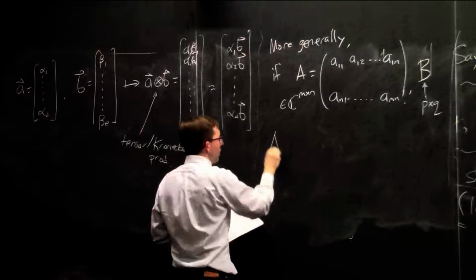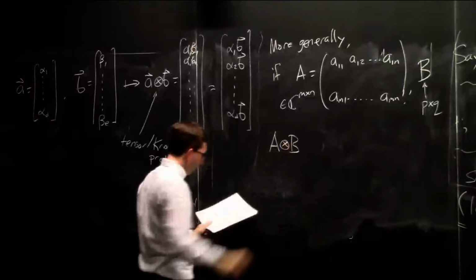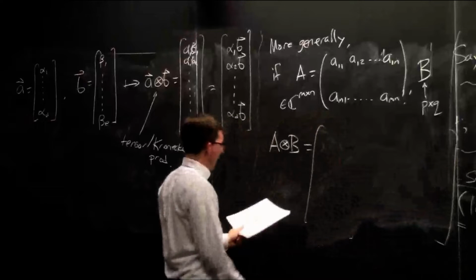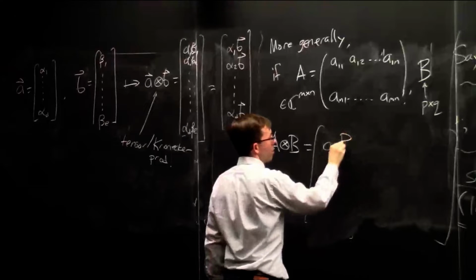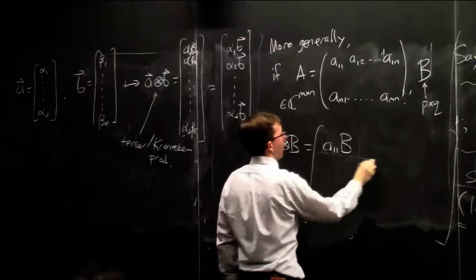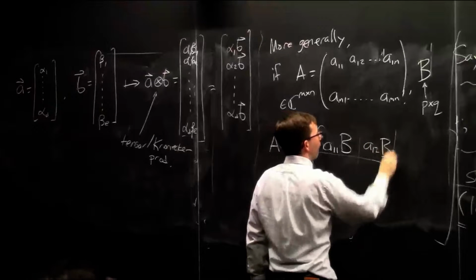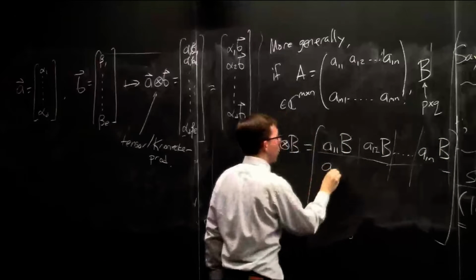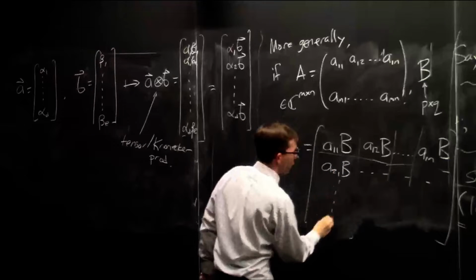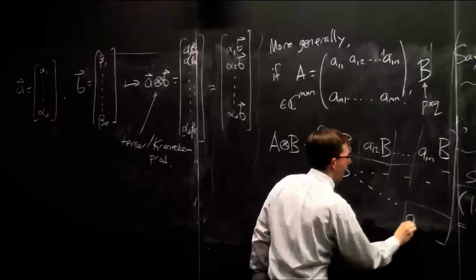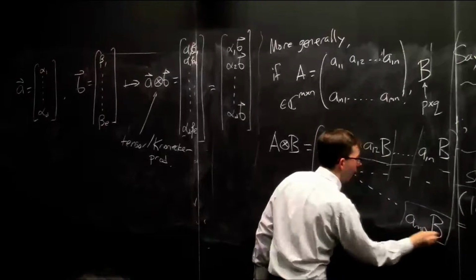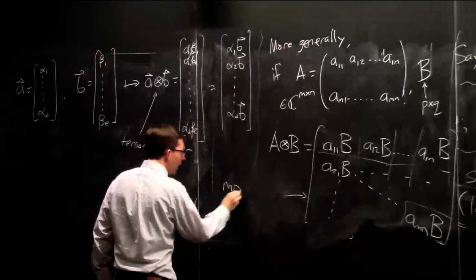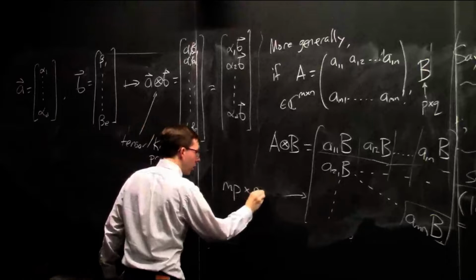Then you can make a big matrix called A Kronecker product B, or A tensor B, and it's like a block matrix. It looks like this. A11, the scalar, times a copy of B, then A12 times a copy of B, out to A1n times a copy of B, and then A21 times a copy of B, et cetera, et cetera. And then the bottom corner is AMN times a copy of B. So this is an M times P by N times Q dimensional matrix.